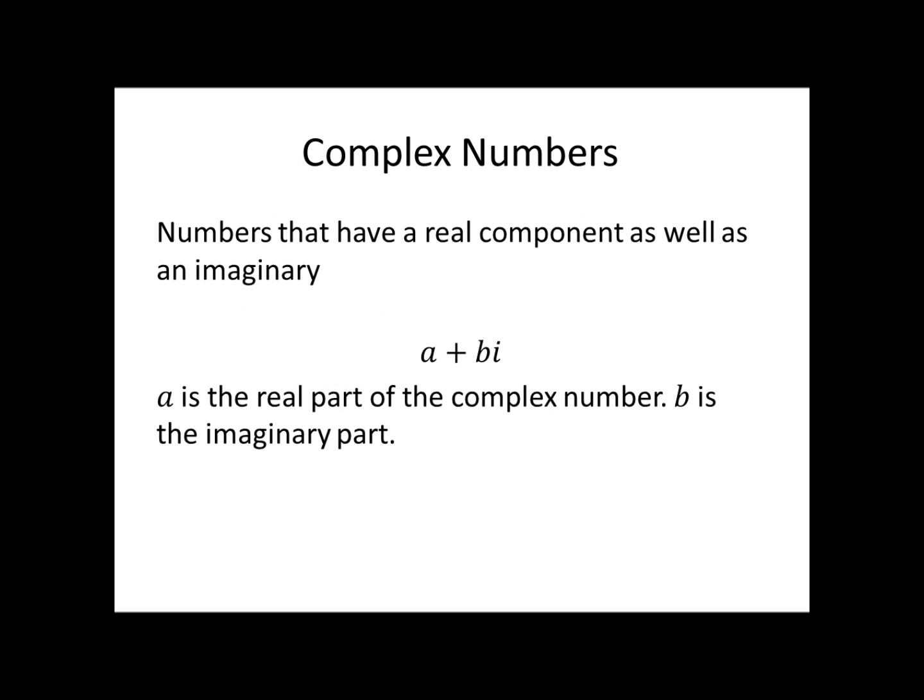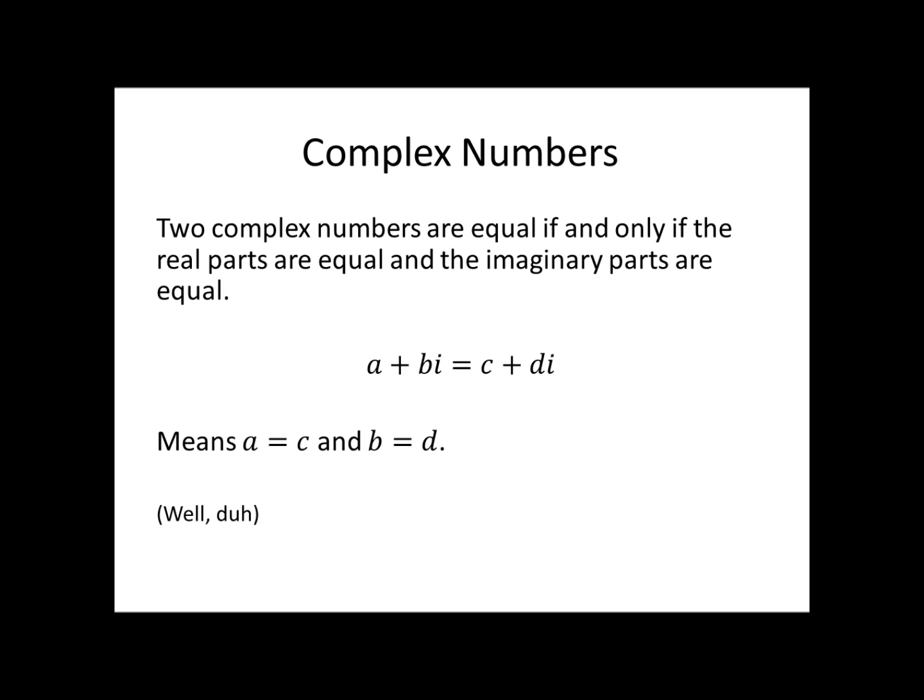Alright, let's talk about complex numbers. A complex number is a number that has a real component as well as an imaginary one. In standard form, it looks like this: a plus bi. a is what we call the real part, and it always comes first. And b is the imaginary part. It always comes second. Either of these, or neither of these, could be negative. 4 minus 5i, that's totally legal. -4 plus 5i, that's totally fine too.